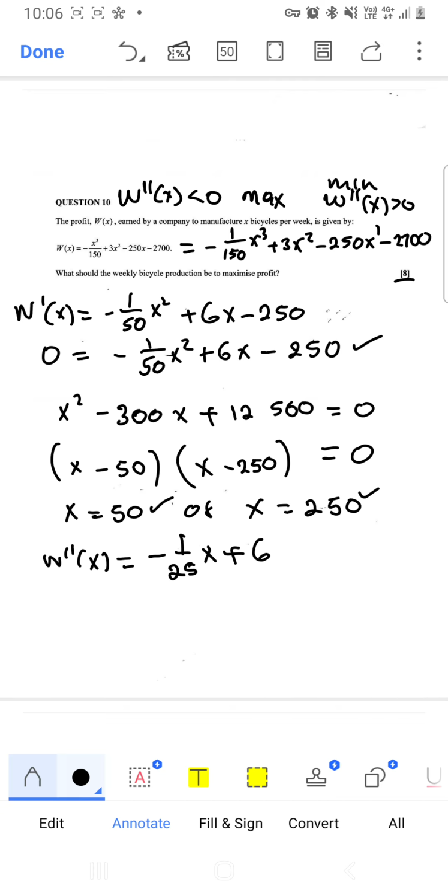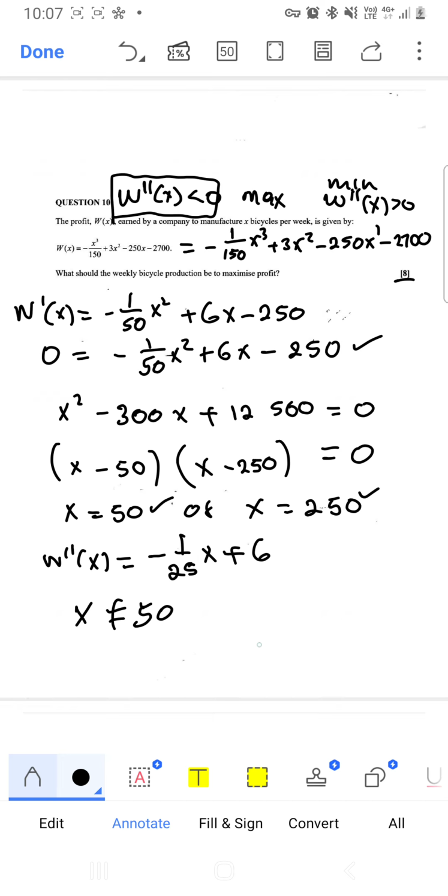So if we say negative 1 divided by 25 times 50, we get negative 2, right? Then plus 6, we get 4. So it means x equal to 50 gives a minimum, not a maximum. Now let's substitute x by 250, and then we get negative 1 divided by 25 into 250 plus 6, we get negative 4. So we know that the second derivative of W of X must be less than 0, must be negative for us to be able to maximize the profit, right?